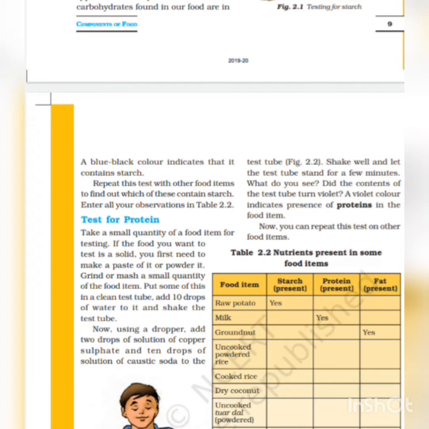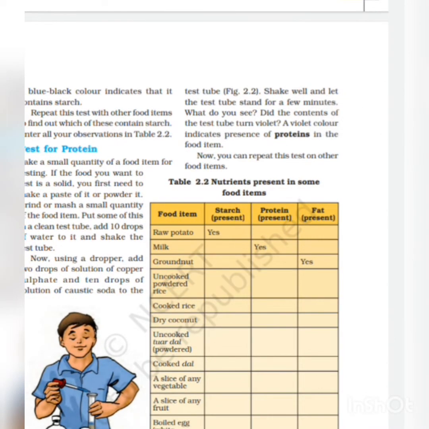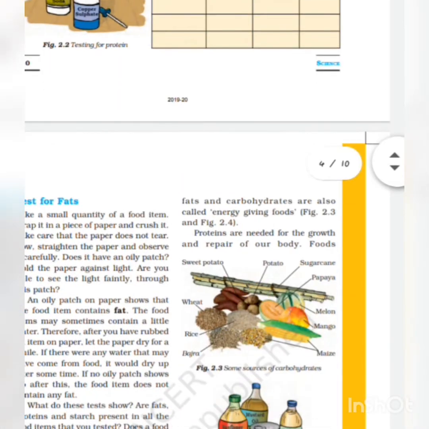Okay, for example, here they have written: does raw potato contain starch? Yes, they checked it. In milk there is protein. Groundnut has fat. Like this they have checked it with different types of food.